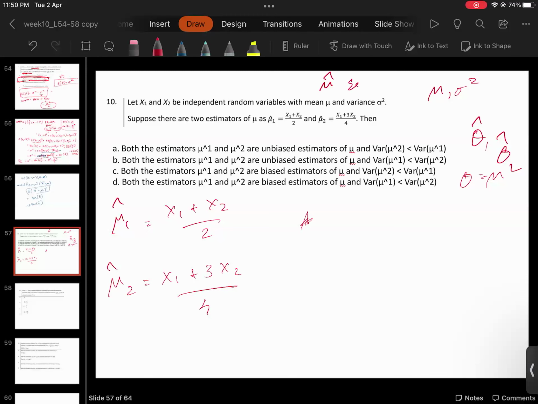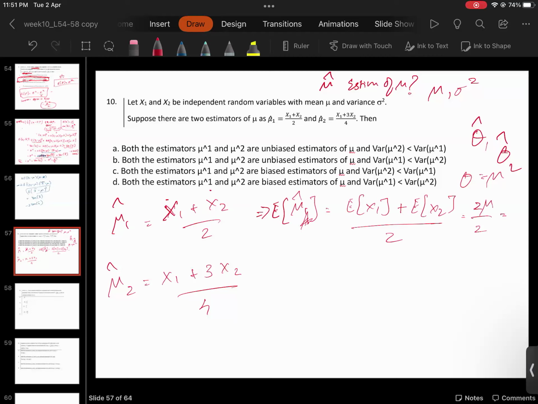Mu hat, estimator of mu. This is the question. So how do you do it? You need to basically take the expectation of mu1 hat. It's basically expectation of x1 plus expectation of x2, divided by 2, because we have (x1 plus x2) by 2. Expectation of x1 is mu. Expectation of x2 is also mu. So you have mu plus mu, 2 mu, 2 mu by 2. So this is equal to mu. So mu1 hat is an unbiased estimator of mu.